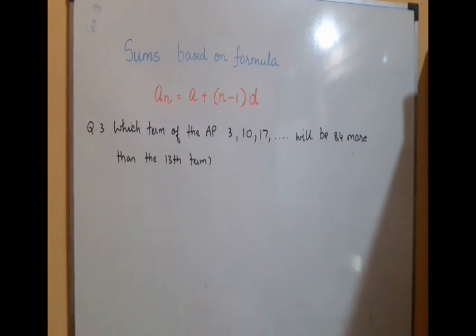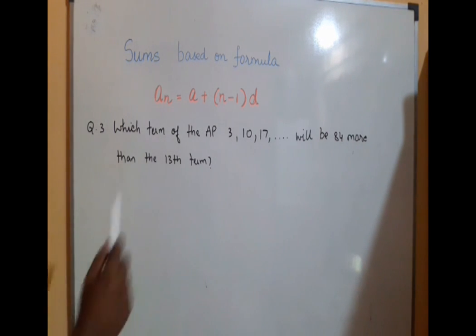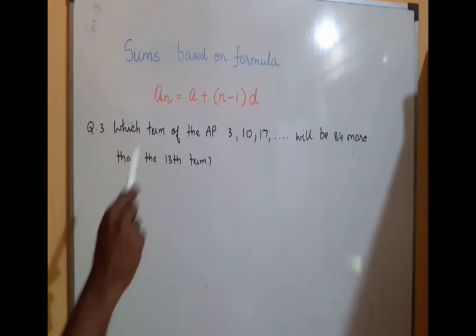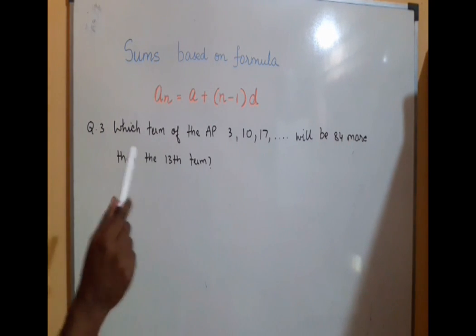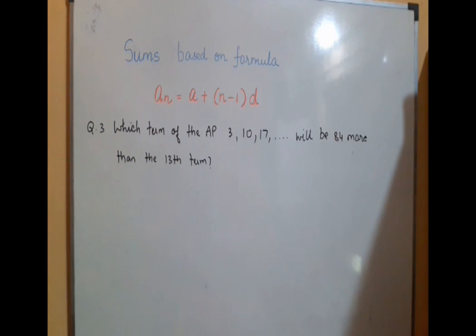We have one more question on the board now. This question asks, which term of the AP 3, 10, 17 will be 84 more than the 13th term? So we have to know the 13th term of the sequence, add 84 to it, and then we get the term. And we have to find out which term of the sequence is 84 more than the 13th term. But we can use a direct formula to find out which term will be the answer. How do we do that?